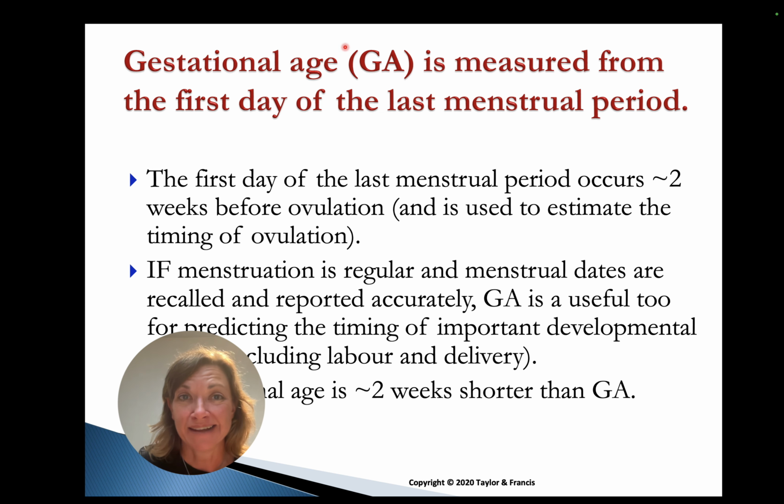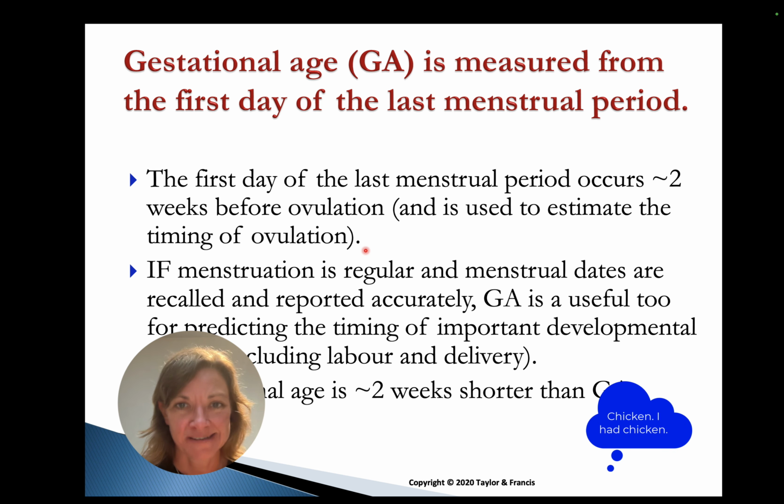Now, GA is only accurate if menstruation is regular, if it happens on exactly a 28-day cycle, which in many women it doesn't, and if menstrual dates are recalled and reported accurately. So if you're a woman and you go to a doctor and you're asked, when was the first day of your last menstrual period, you know how annoying it is to try and remember that. I can't even remember what I had for dinner last night, right? So it is a notoriously inaccurate measurement.